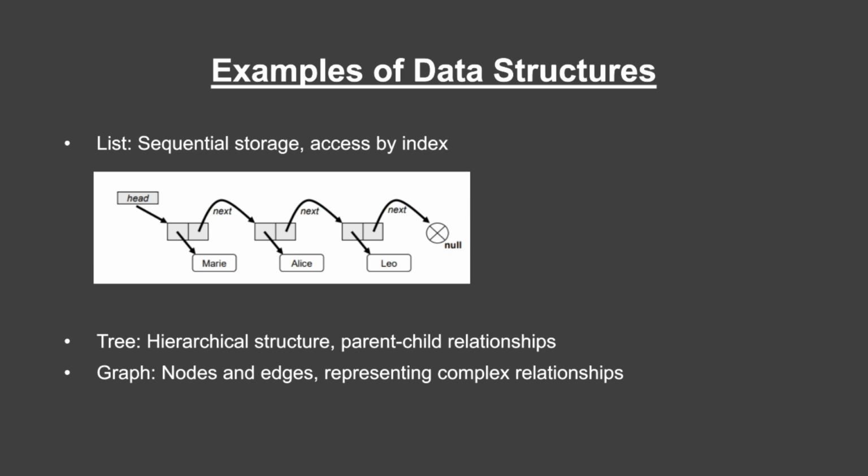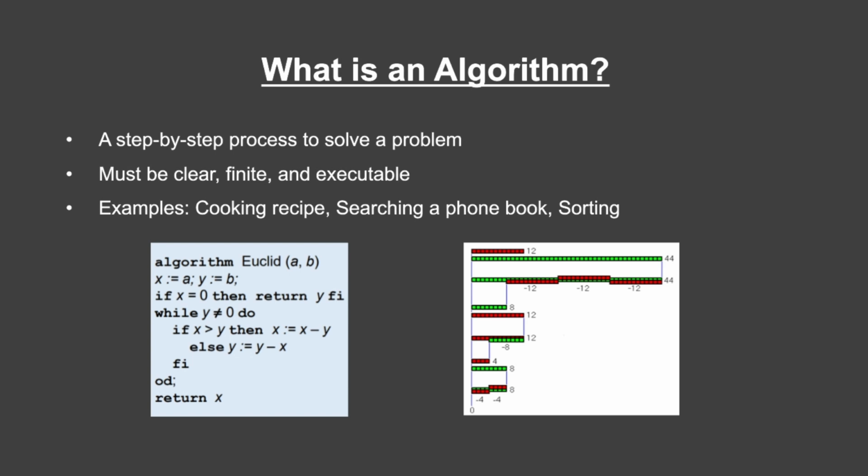Now let's talk about algorithms. An algorithm is simply a step-by-step process to solve a specific problem. Just like cooking a recipe has clear steps, an algorithm also needs to be clear, finite, and executable by a computer. For example, imagine searching for someone's phone number in a phone book. One simple algorithm might involve checking each name in order until you find the right one. Or if the phone book is sorted alphabetically, you could use a faster algorithm, but we'll get to that shortly.